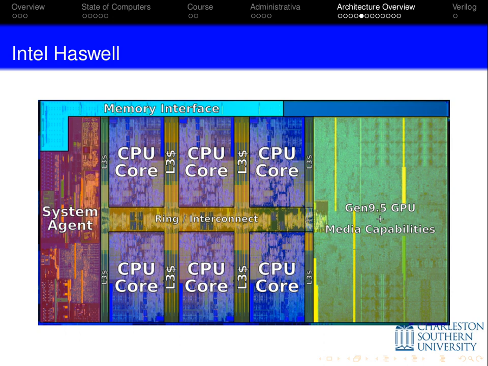So the ones that are integrated are on the motherboard as opposed to being on the chip. It depends. The NVIDIA ones are generally on the motherboard. The AMD ones are able to put them on a chip because they bought out ATI, so they make their own chips. But Intel does have GPU capabilities inside their chip as well.